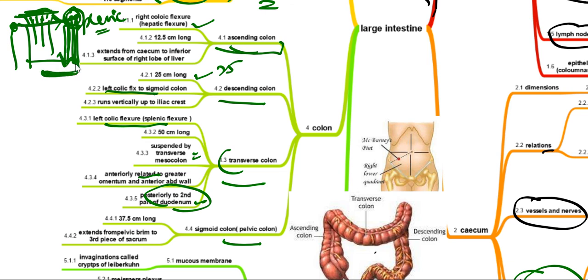Then comes the sigmoid colon. It extends from the pelvic brim to the third piece of the sacrum. In the midline, the sacrum is present. So it extends until the third piece of the sacrum.